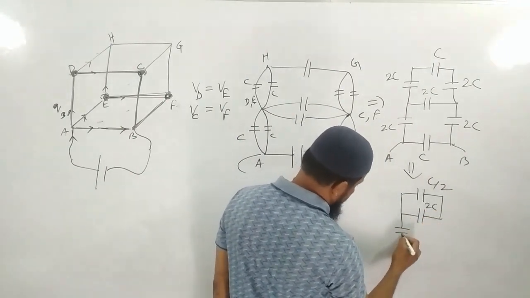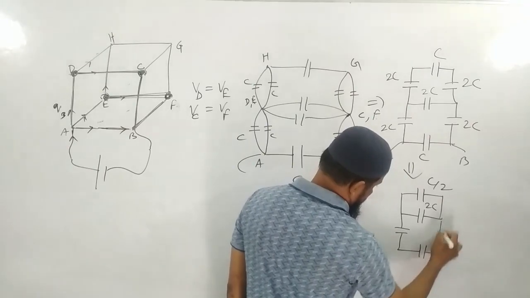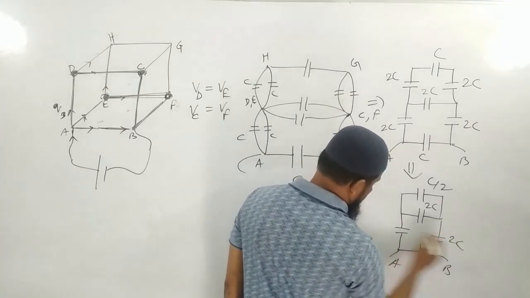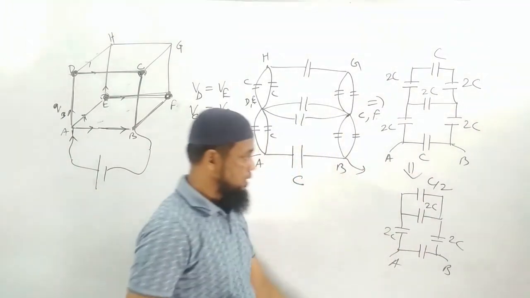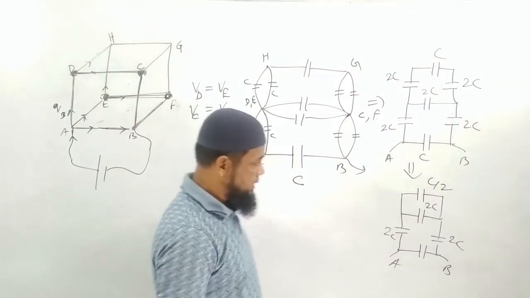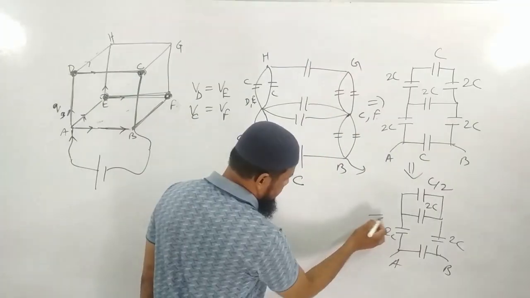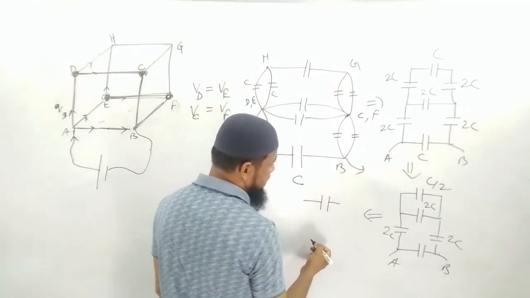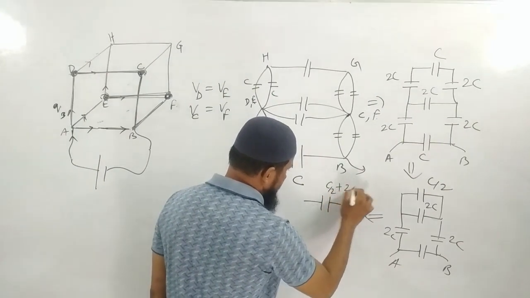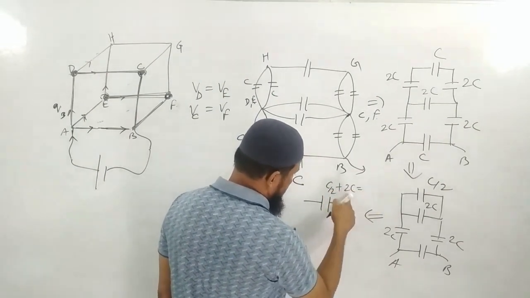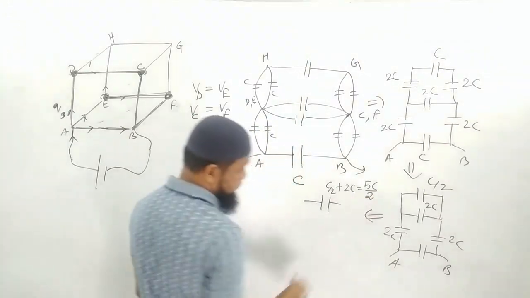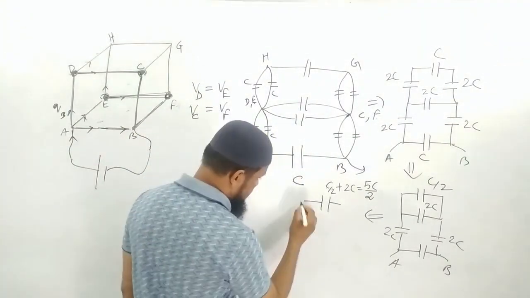Clear? Then this is twice C. We have to wait, it is going to be a little lengthy. This is twice C, this is twice C. Now C by 2 and twice C, they are in parallel. So on the top arm, the equivalent capacitance will become C by 2 plus twice C, 4 plus 1, 5C by 2. Yes, correct.